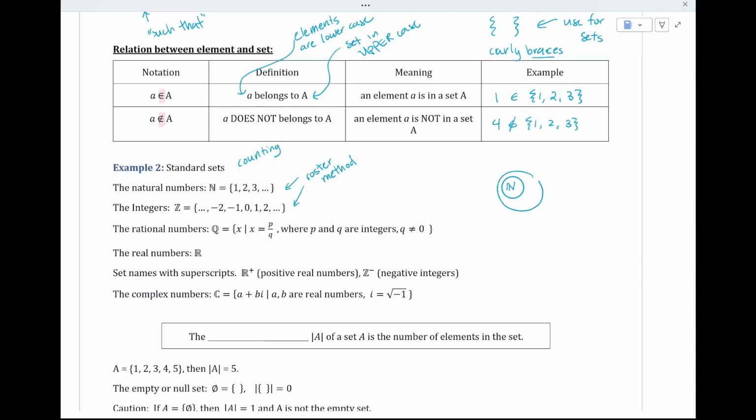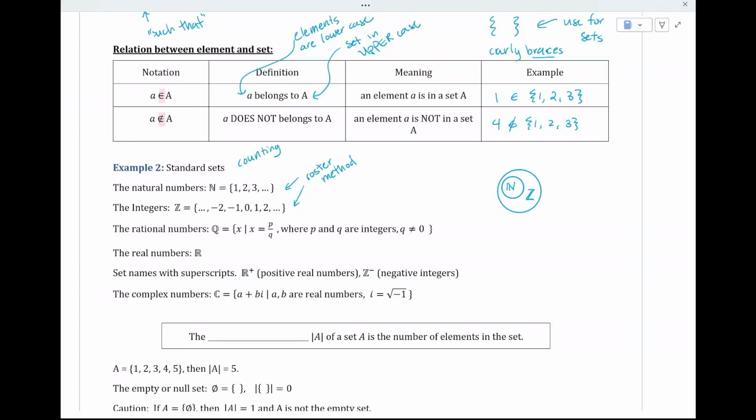A little bit bigger than that is all of the integers. So all the natural numbers are included in the integers, although there are some integers that are not natural numbers, namely 0 and then all the negative ones. So we're slowly building our ring of concentric circles.